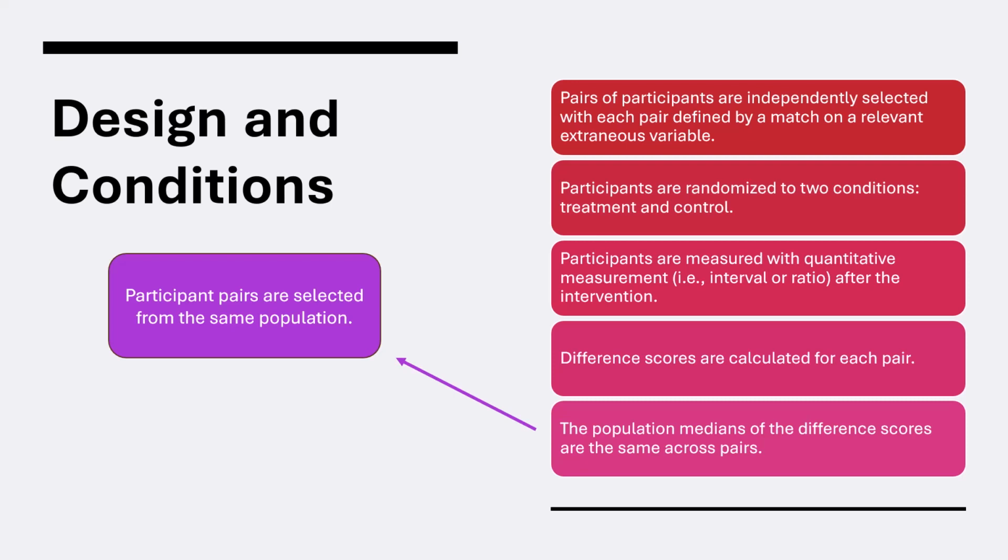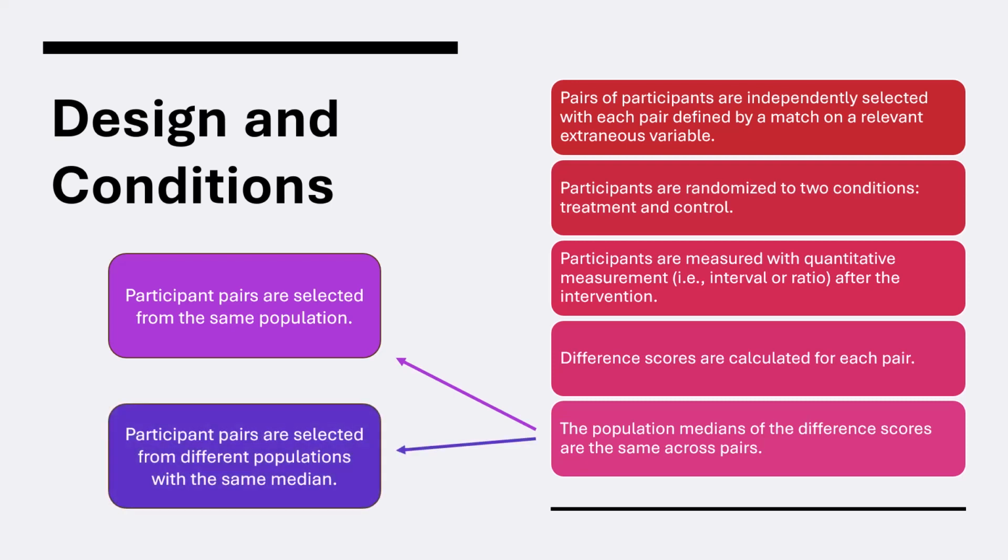I'm glad you asked. It is because participant pairs can be selected from different populations as long as they have the same median. That's a unique characteristic of this particular test. You could potentially purposefully select participants from different populations to determine if the treatment is effective across these populations. Now that raises another consideration.